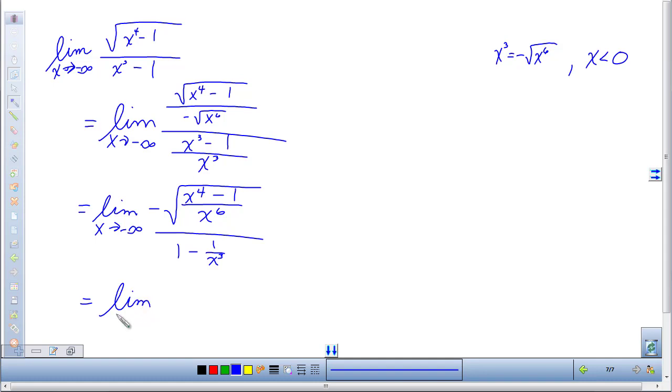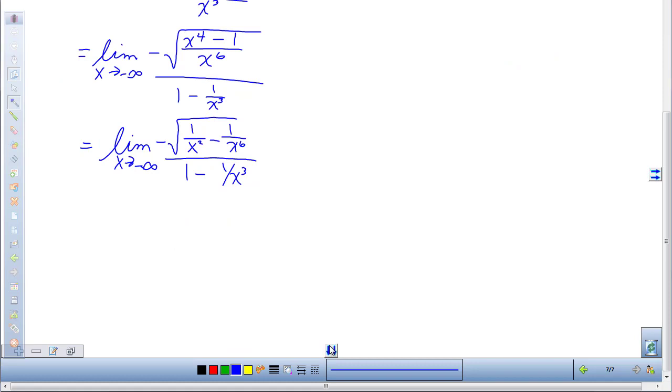And so we have the limit as x approaches negative infinity. If I distribute x to the 6th to each of these terms, then I'm going to have the square root of 1 over x squared. That's a good thing because I know the limit of this thing is 0. And then minus 1 over x to the 6th. The limit of that is also 0. So I can evaluate the limit of each term that I have in this expression.